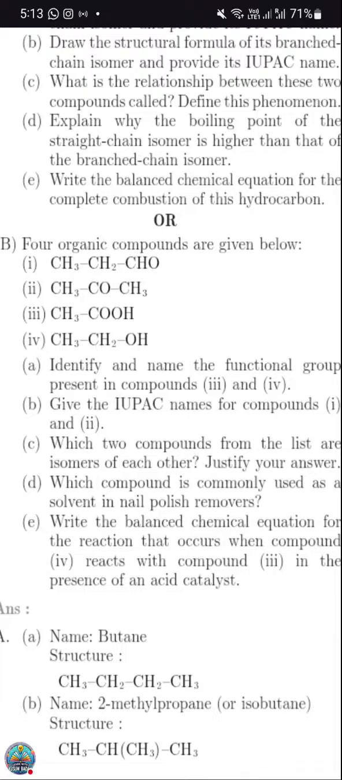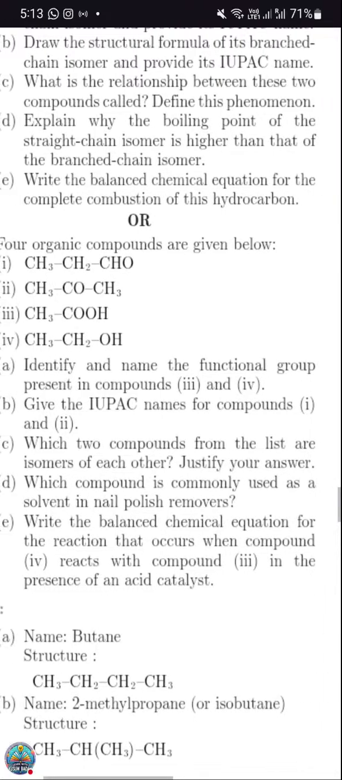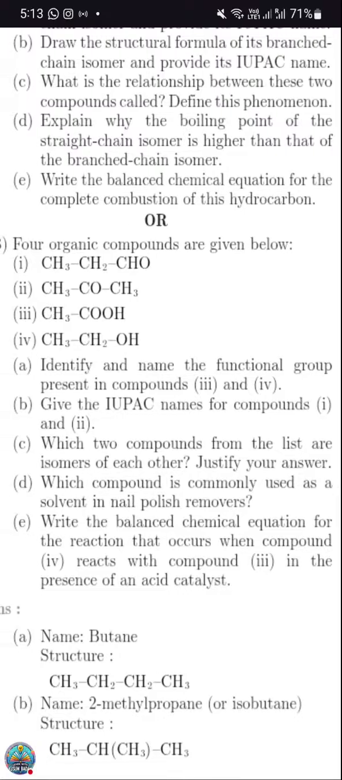Next, write a balanced chemical equation for the reaction that occurs when compound 4 reacts with compound 3. ये क्वेश्चन हमेशा हर एक पेपर में रहता है, इसको अच्छे से प्रिपेयर करना है। Carboxylic acid is reacting with alcohol, so esterification reaction will take place. CH3COOC2H5, ethyl acetate will form.